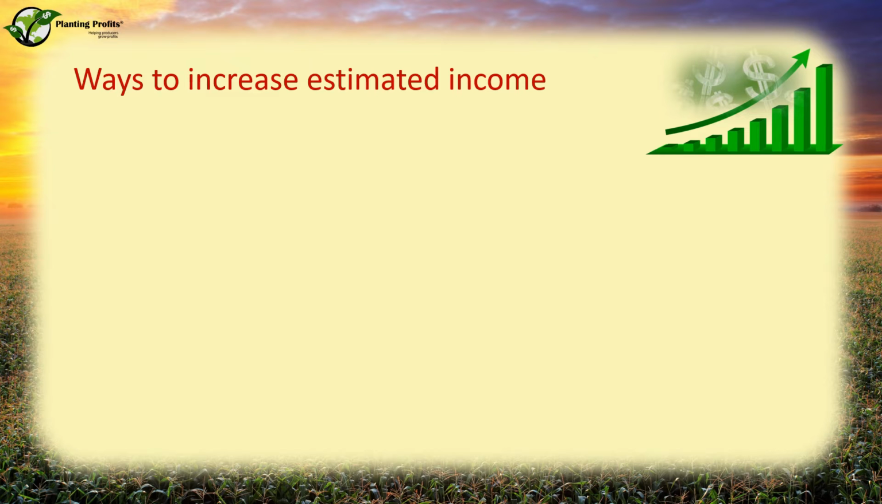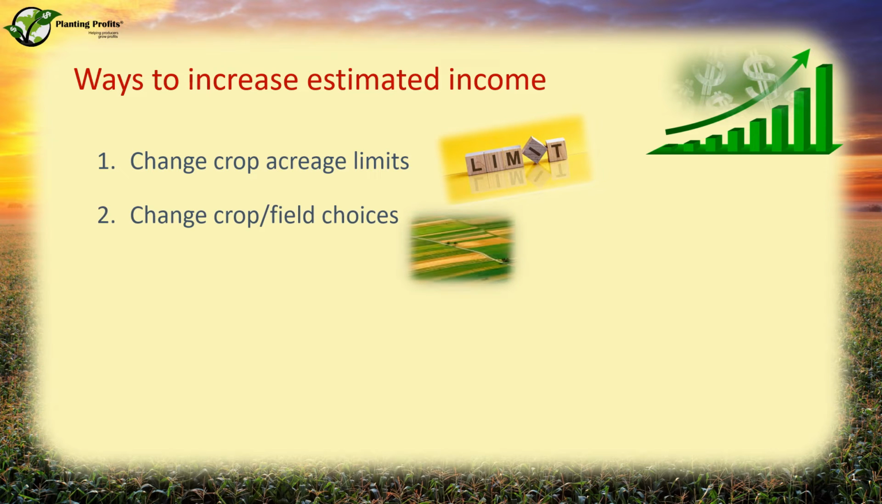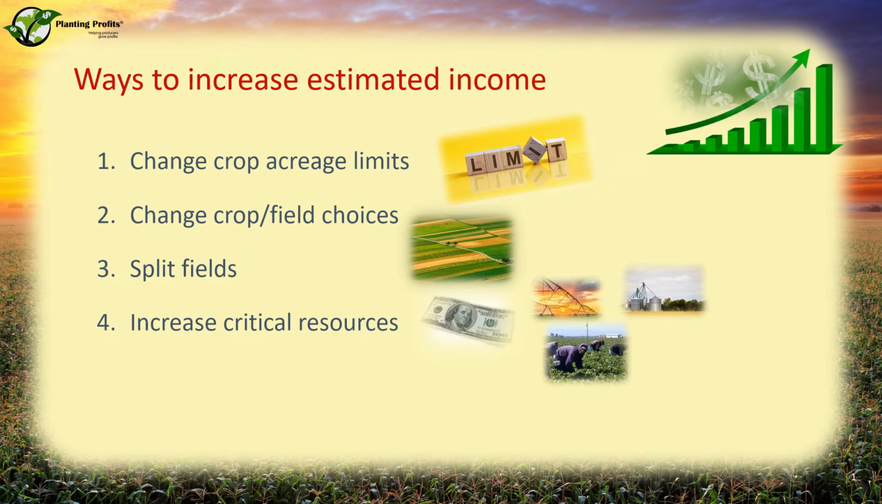Here are 6 ways to analyze increasing income. Number 1, change crop acreage limits to plant more land in more profitable crops and less land in less profitable crops. Number 2, change crop and field choices if you're planning by fields to create more possible crops and fields and acreage combinations. Number 3, split fields if you're planning by fields to create more possible crop, field, and acreage combinations. Number 4, increase critical resources.